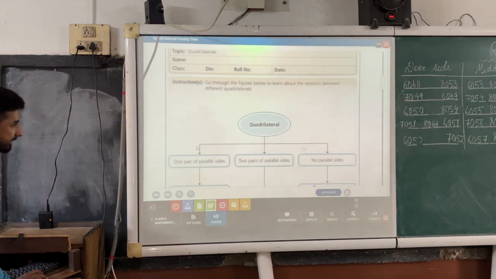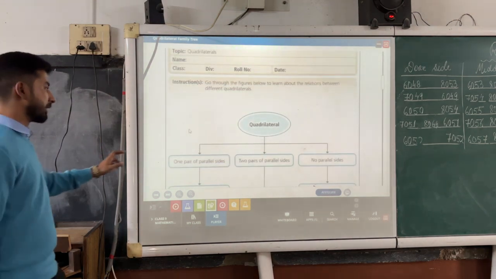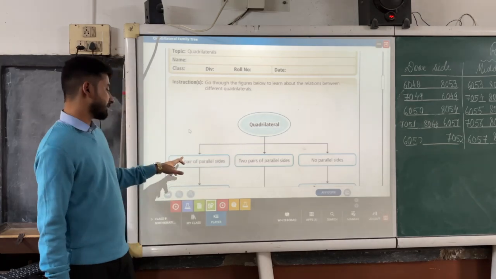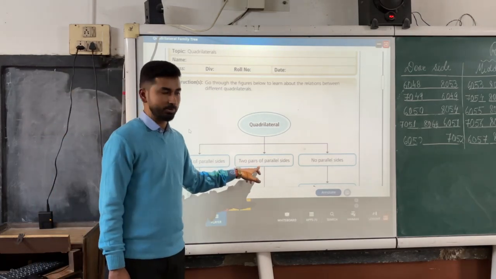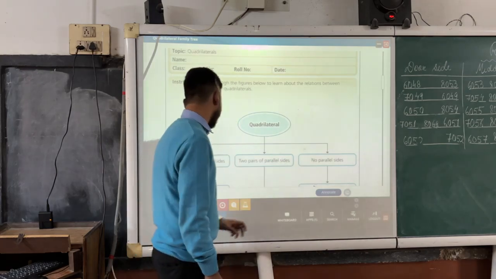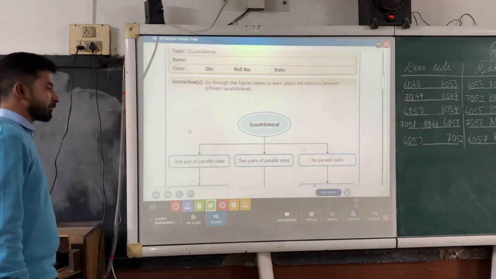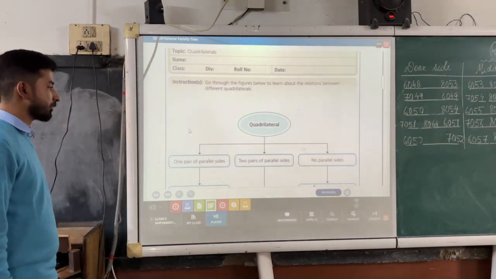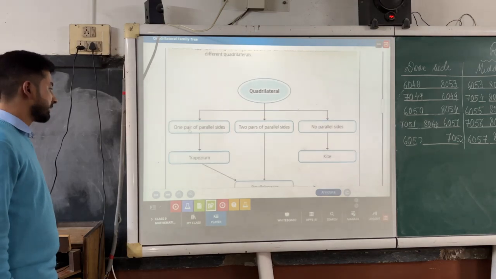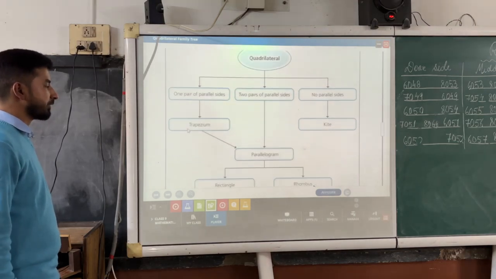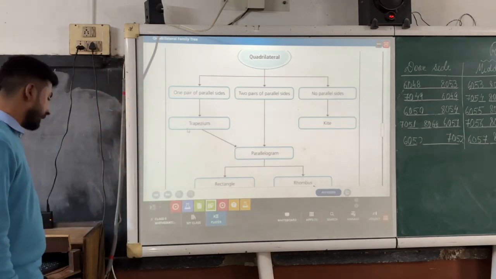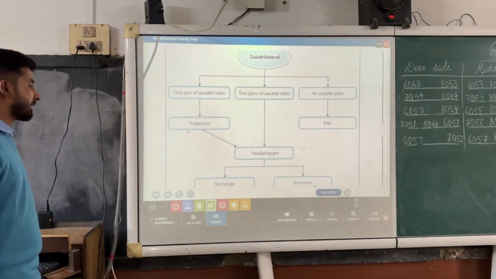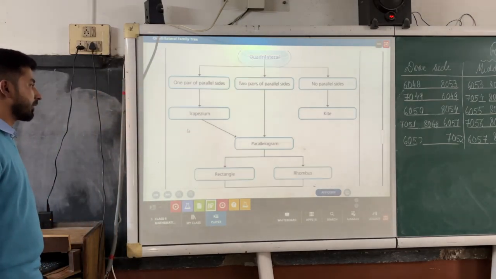Now this is the family tree of the quadrilateral. In a quadrilateral, there might be three chances: one pair of opposite sides are parallel, both pairs of opposite sides are parallel, or no parallel sides. If one pair of opposite sides are parallel, then such a quadrilateral is called a trapezium. If both pairs of opposite sides are parallel, then that falls under the parallelogram, and if no sides are parallel, then that type of quadrilateral will be called a kite.